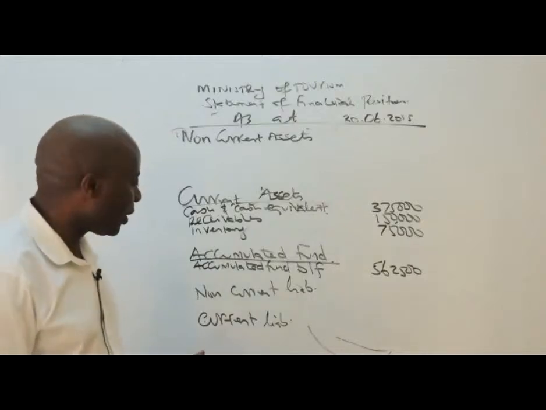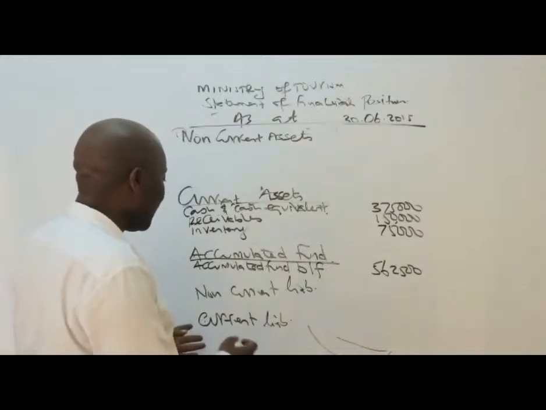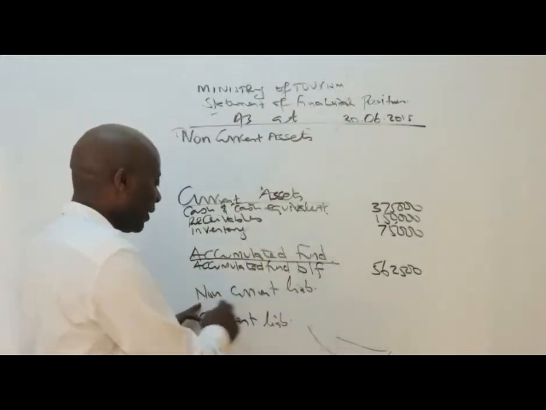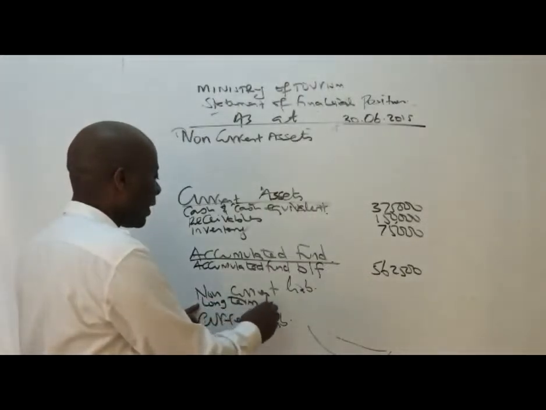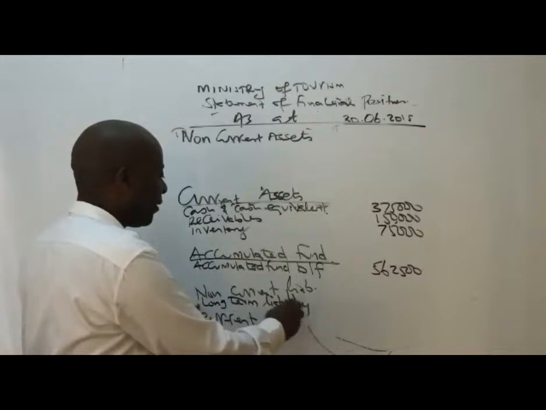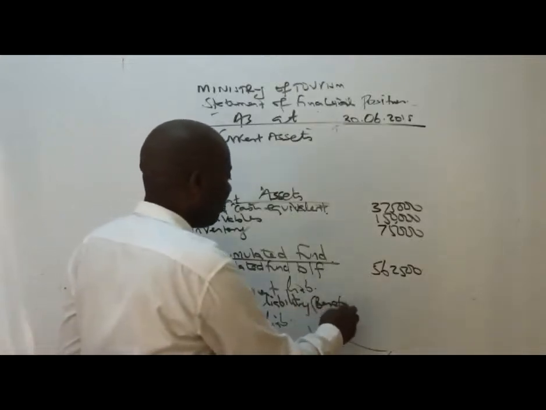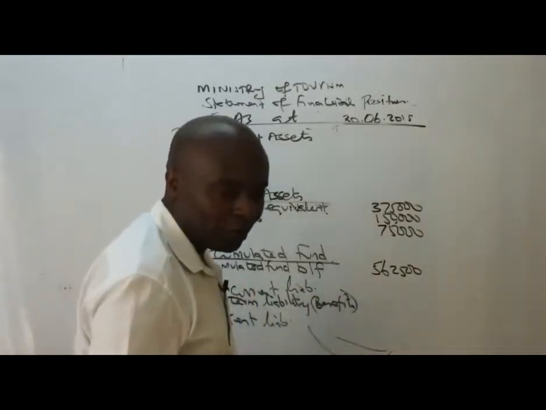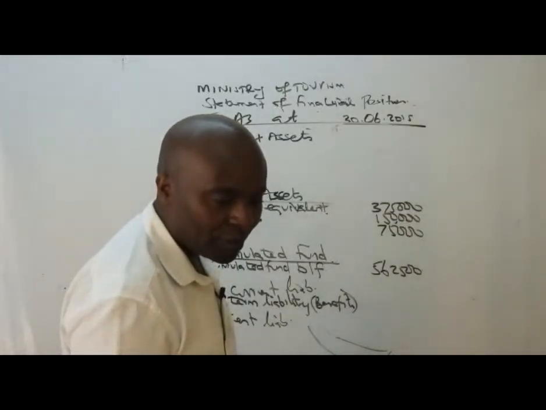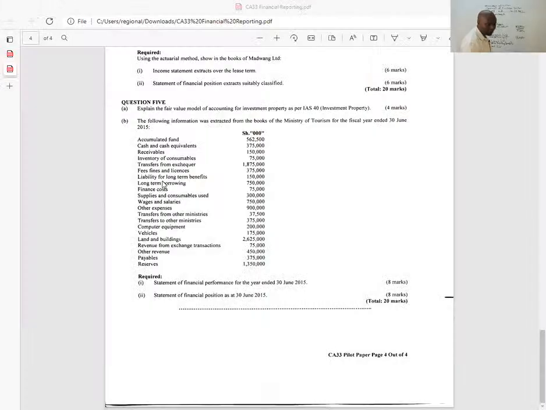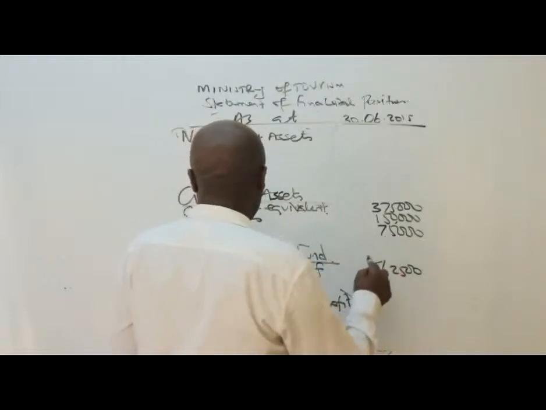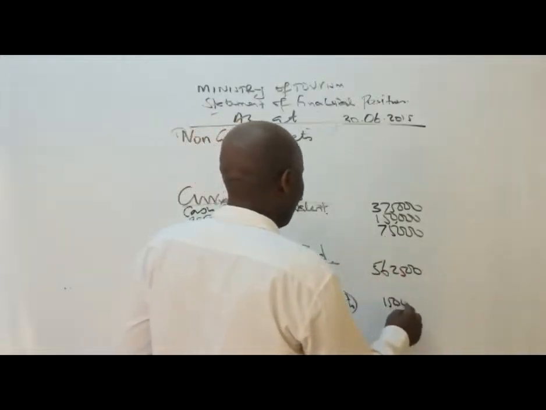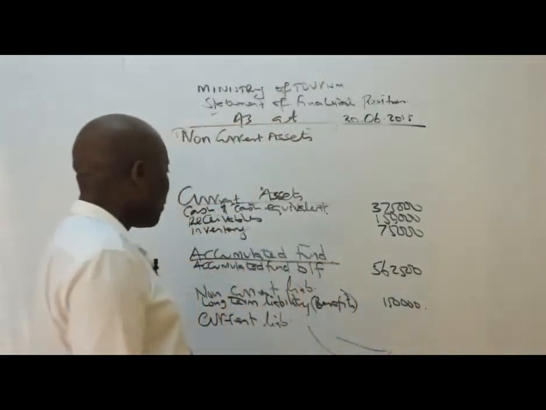They're telling me, ladies and gentlemen, that long-term liability has to come under non-current liabilities. So we have here long-term liability for benefits. How much? $150,000. Thank you very much. Now, after that, ladies and gentlemen, do we have any other thing?